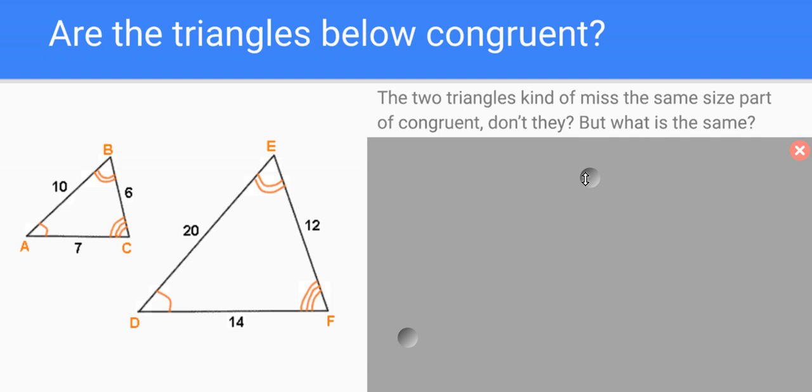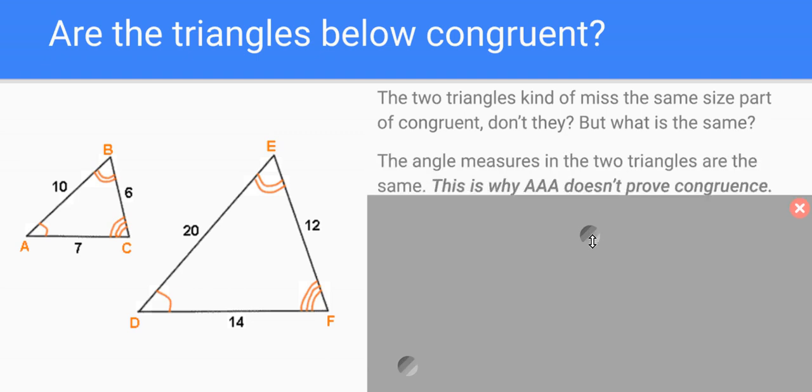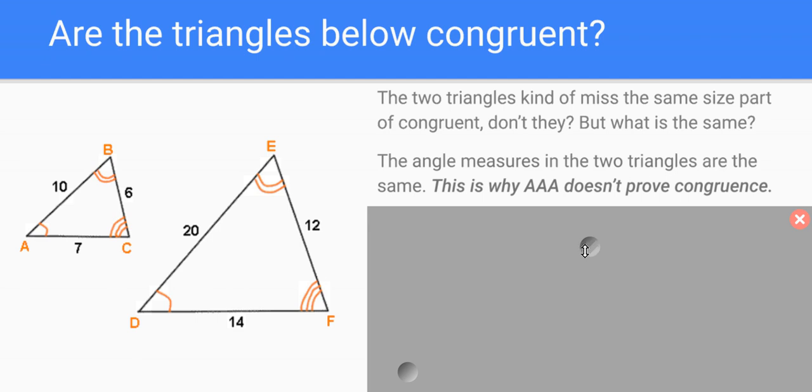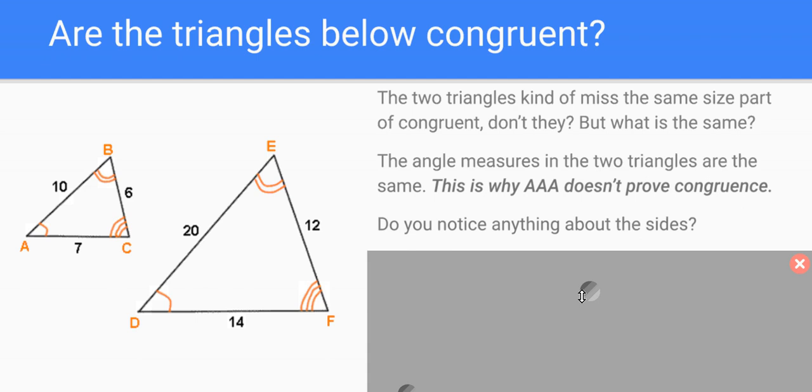And clearly the angles all line up. The angles are paired up as congruent, as the marks would tell you. So A is congruent to D, B is congruent to E, and C is congruent to F. Which is a great example of why angle does not prove congruence, because angles determine the shape, but side lengths determine the size. So when we're looking at this and asking, are they congruent? No, they're not. But there is something going on here.